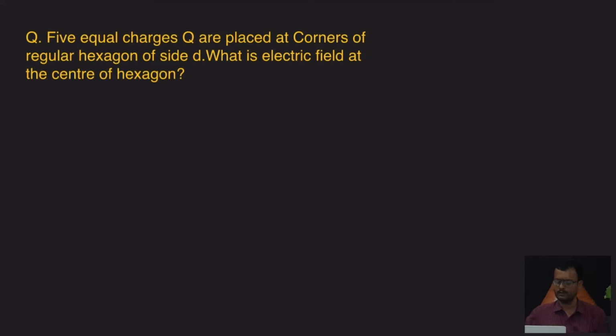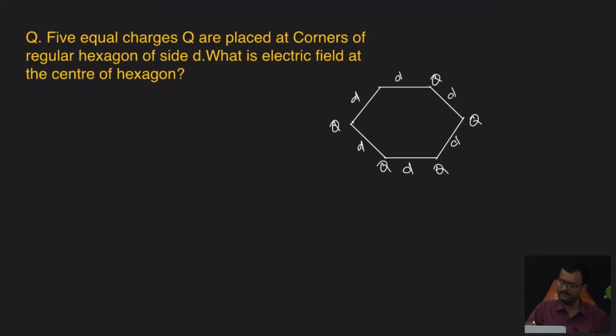5 equal charges q are placed at the corners of a regular hexagon of side d. What is the electric field at the center of the hexagon? Given a regular hexagon of side d, so all sides of the hexagon are d. 5 charges q are placed at the corners of the hexagon. Here there is no charge at this point. Suppose this is the center. So what is the electric field at the center of the hexagon?